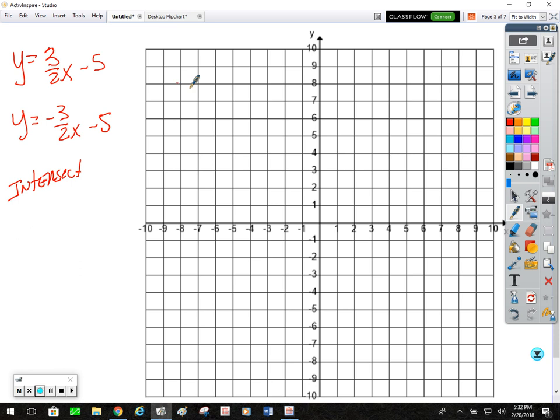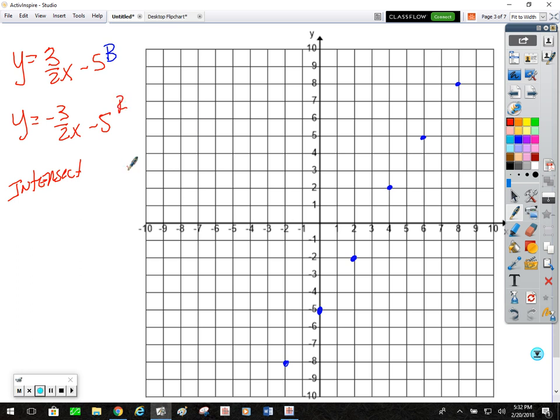So let's see. Let's do this one, even though I wrote it in red. Let's do it in blue. So we're going to start at negative 5. And this tells me to rise up 3. And since it's a positive slope, I'm going to run 2 to the right. 1, 2, 3, 1, 2. Repeating that pattern up the graph, and then going back the other way as well. All right? So there's my blue one.